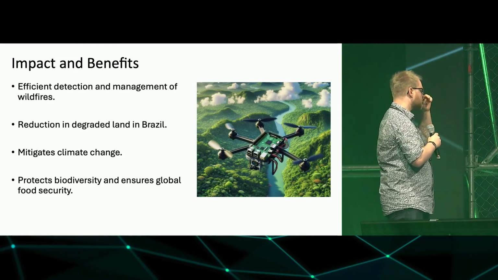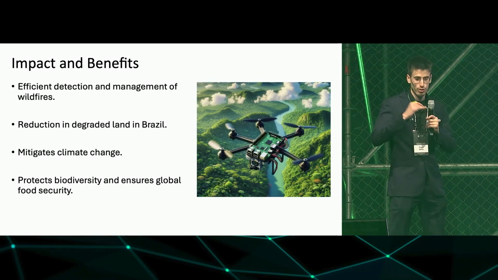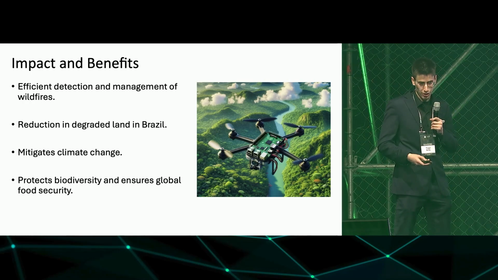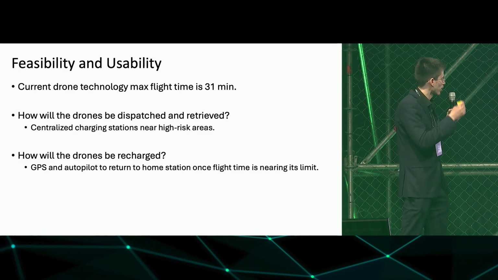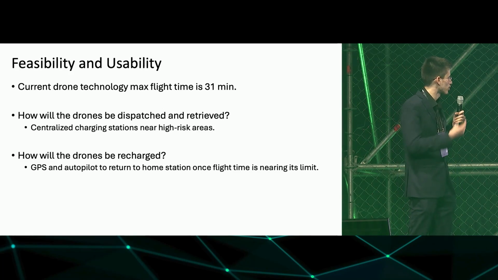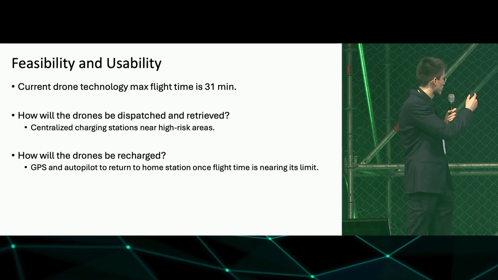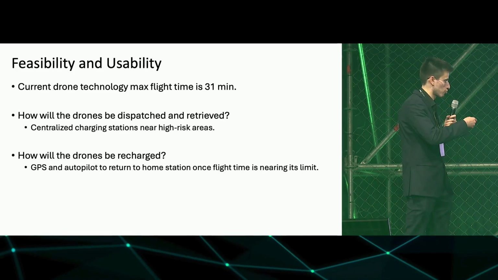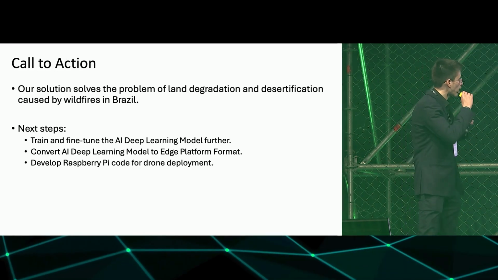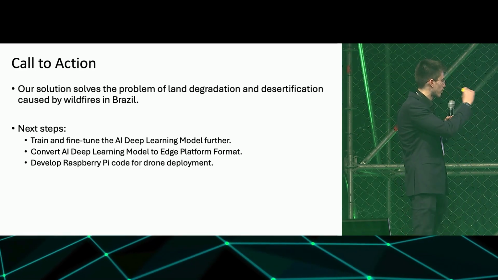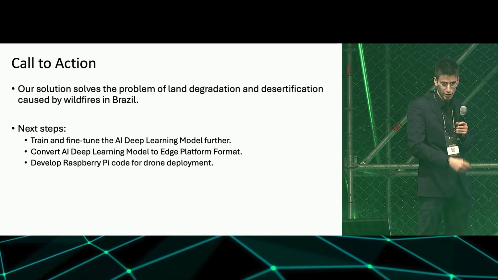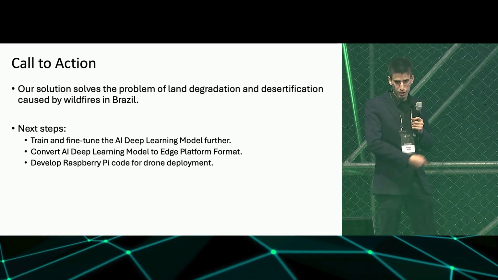Yes, the benefits of our solution are efficient detection and management of wildfires and mitigation of climate change, among others. At the moment, we did a prototype with the drones that they gave us as a prize, whose flight time is 31 minutes. And it brings us to these questions. To answer these questions, we thought of creating centralized charging stations and using GPS and autopilot to return the drones when they're nearing their limit. So our solution solves the problem of land degradation in Brazil. The next steps are to train and fine-tune the model, convert to edge platform format, and develop the Raspberry Pi code for drone development.